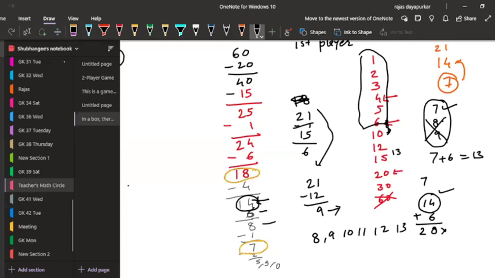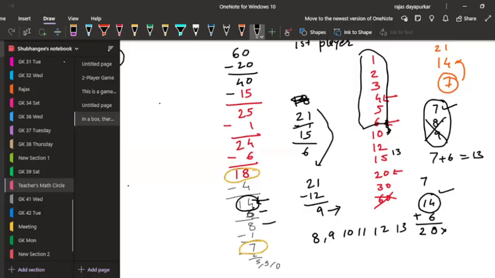Suvarna says multiple of 7. Yeah, it seems attractive as a multiple of 7. But if I give 21 to Shubhangee, Shubhangee will subtract 12. No, why would you subtract 12? If I give you 21 and you subtract 12 and leave 9, then I can subtract 2. Yes. Okay, so 21 is also a winning position only for me.